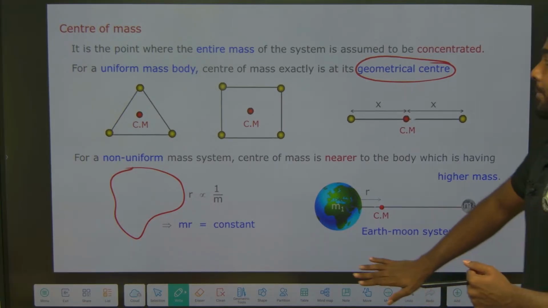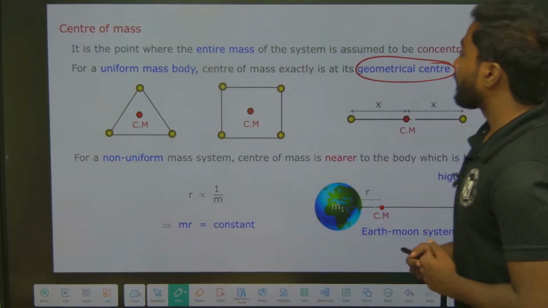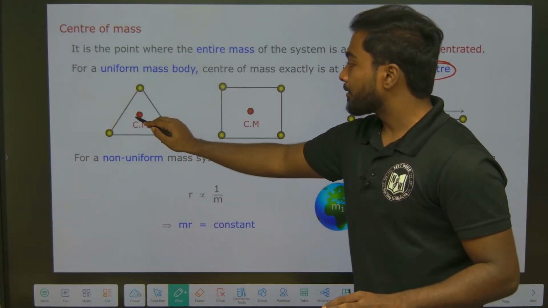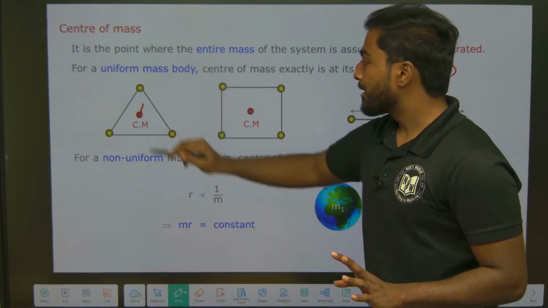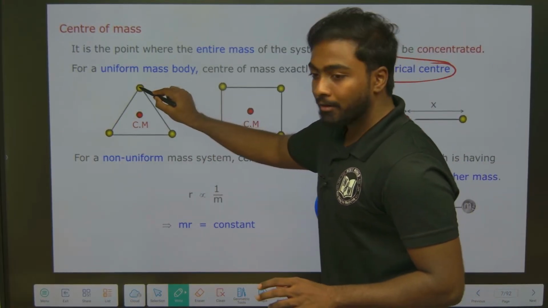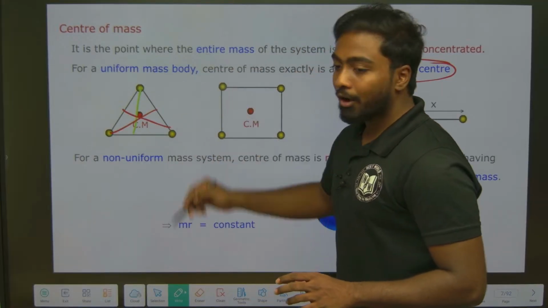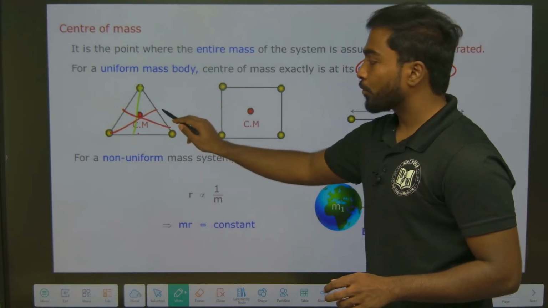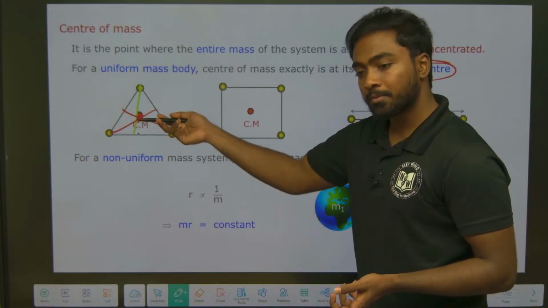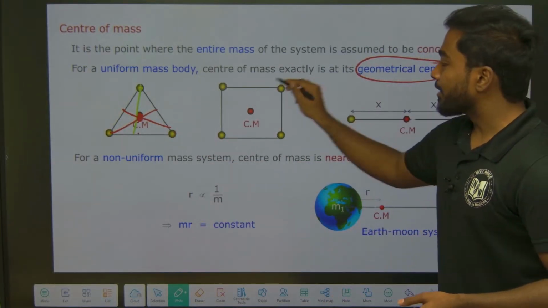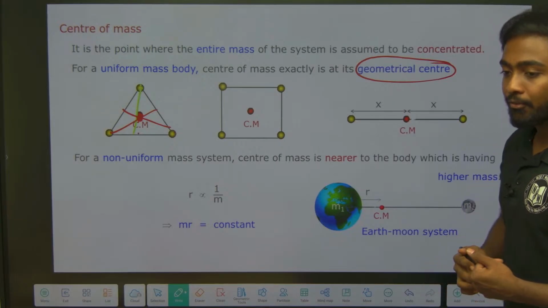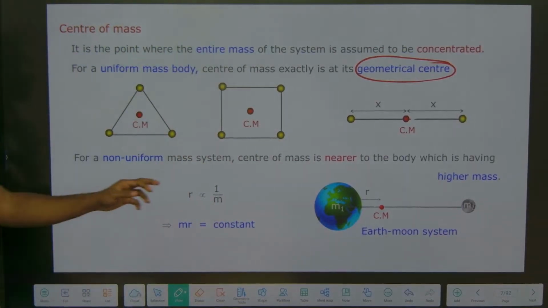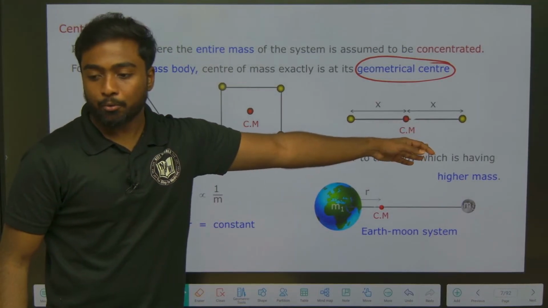Right now, for a uniform mass body, the center of mass is exactly at the geometrical center. So when I take an equilateral triangle, the center of mass will be exactly at the center. How can I find that center? When I take this point to the other end, and this point to the other end, and this point to the other end, that common intersecting point is the center. Similarly, the intersection of the diagonals will be the center of mass for the square. When I talk about a rod, the center will be exactly L by 2.